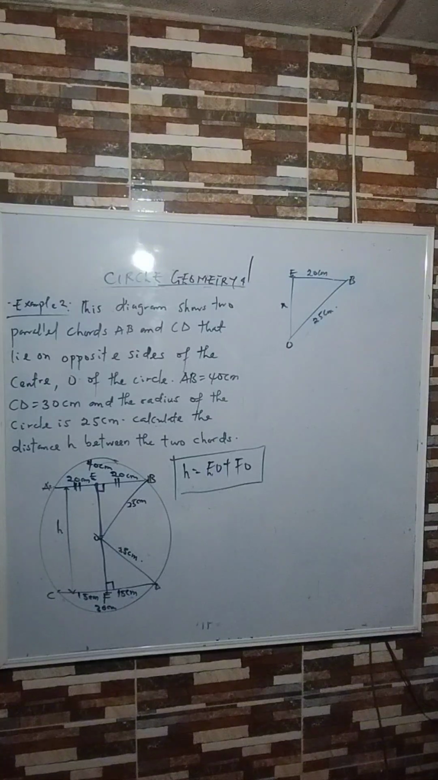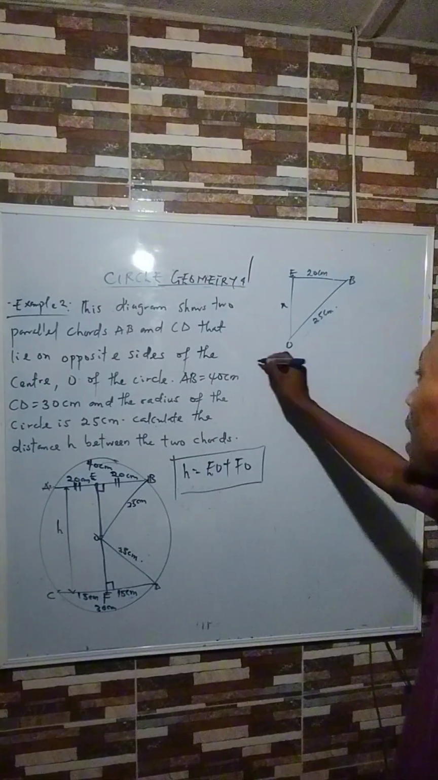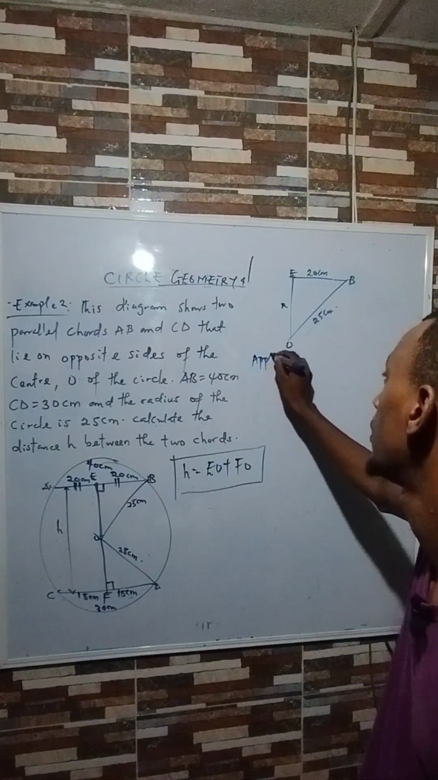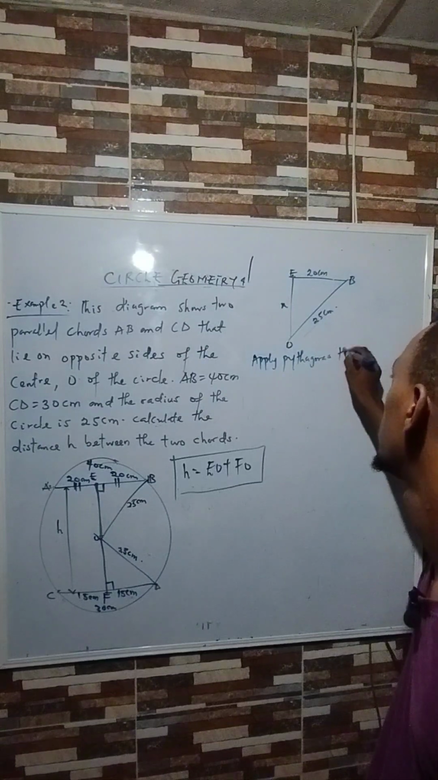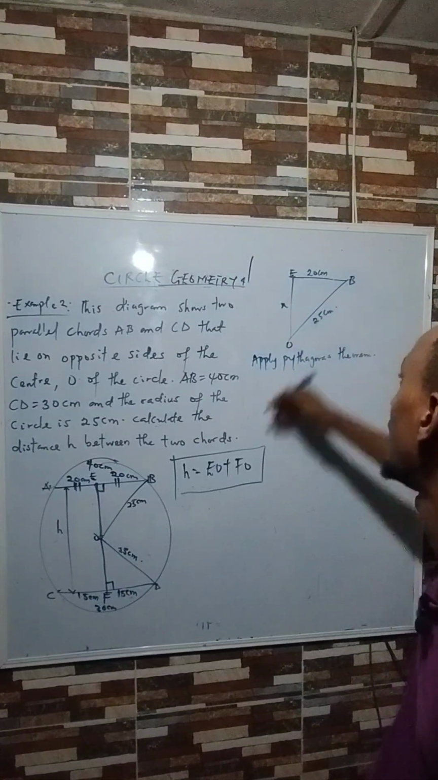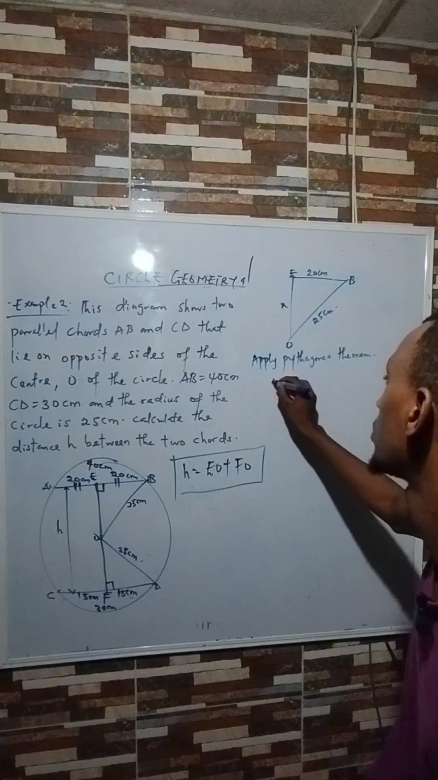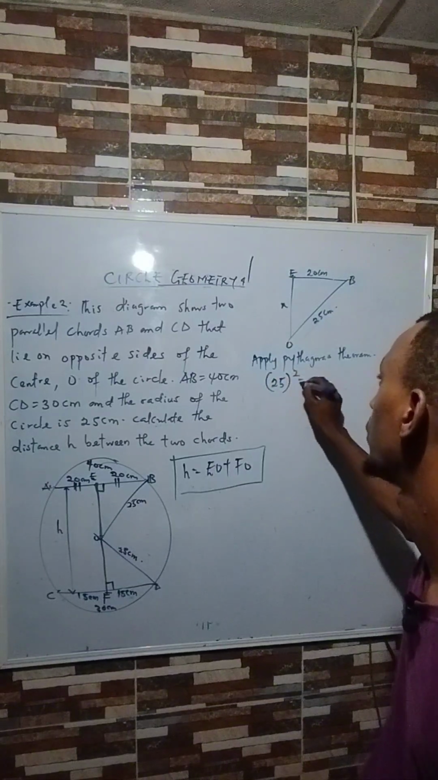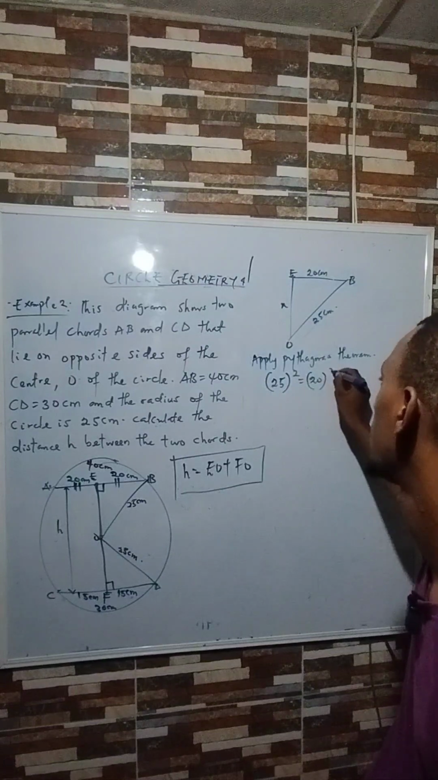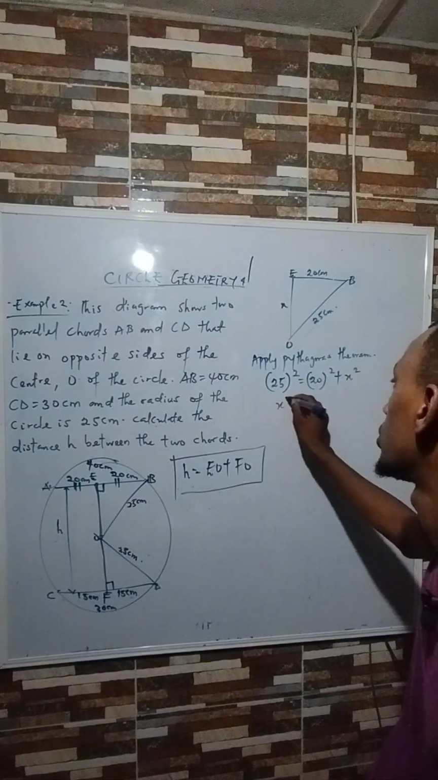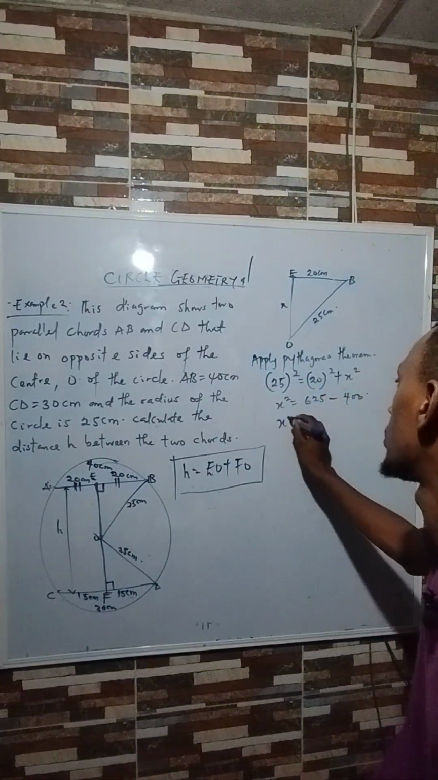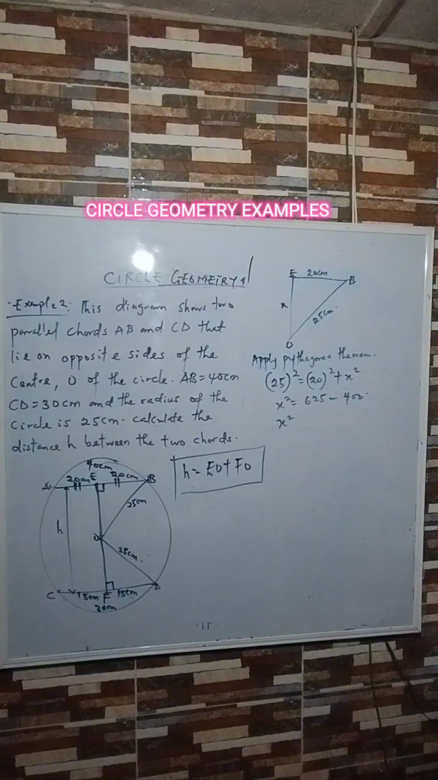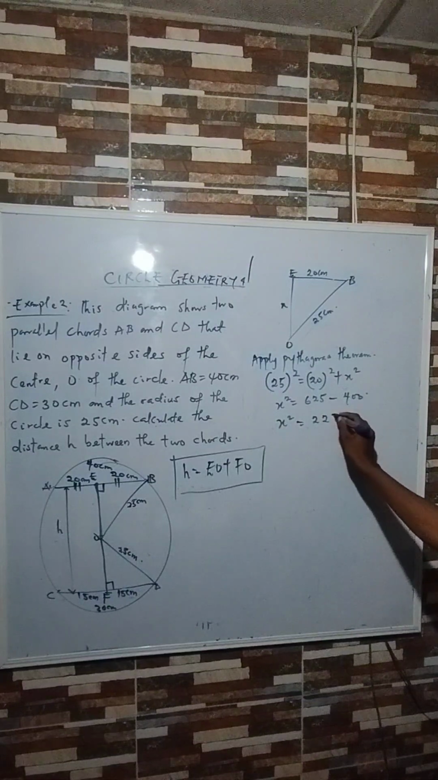With this, we can say that by applying Pythagoras theorem, our hypotenuse square, which is 25 all square, is equal to 20 all square plus x all square. So your x square is equal to 625 minus 400. What is the value of 625 minus 400? That will give you 225.